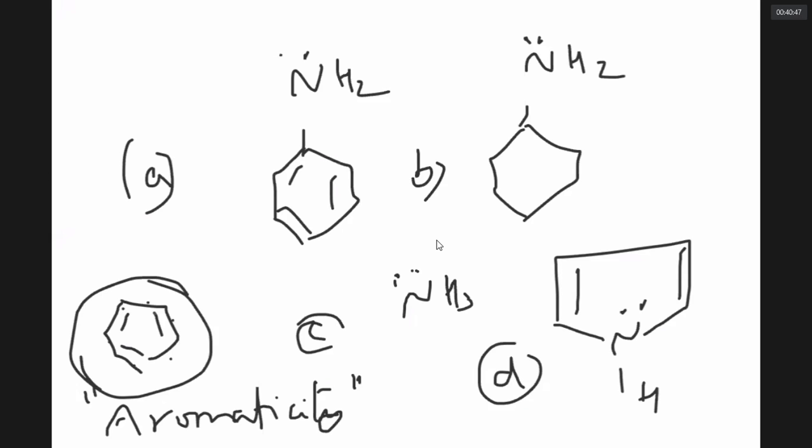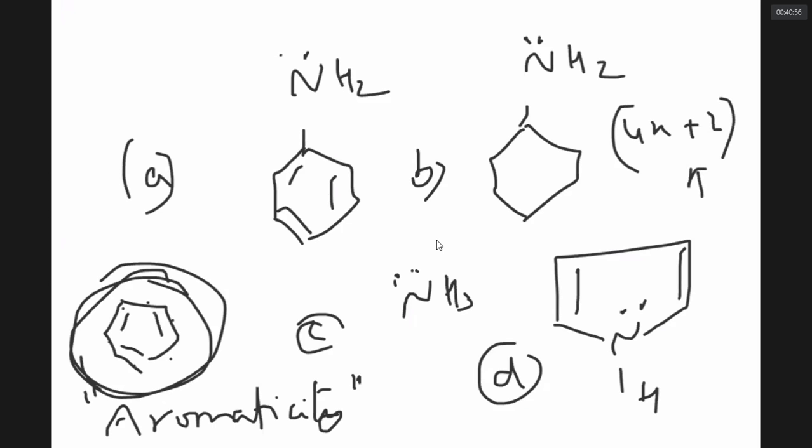There is a rule: any cyclic system that has 4n plus 2 pi electrons is aromatic. For example, in benzene, n is equal to 1 and benzene has 6 pi electrons. There are 3 double bonds, and each pi bond is 2 pi electrons. So any cyclic system that has 4n plus 2 pi electrons is aromatic. Benzene is aromatic, very stable. To be aromatic, it should be a cyclic system with 4n plus 2 pi electrons.